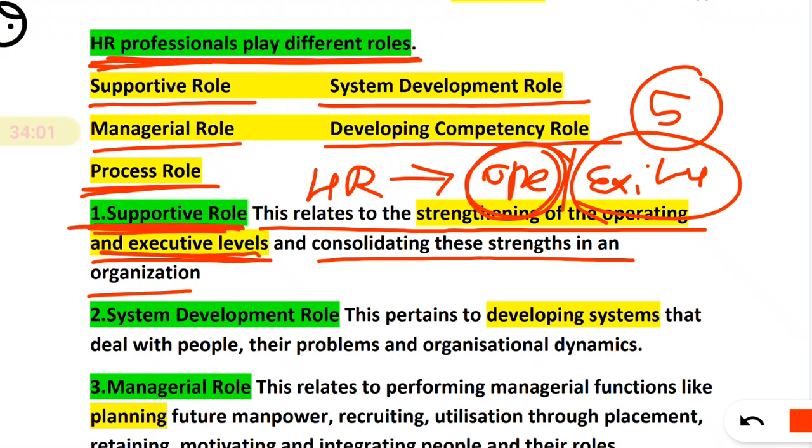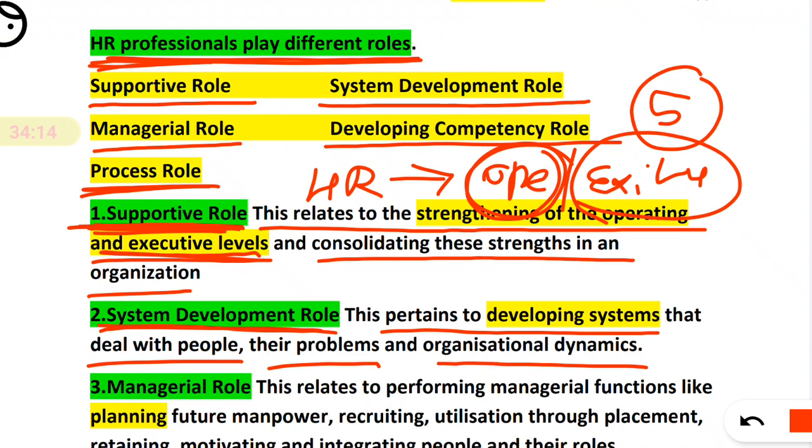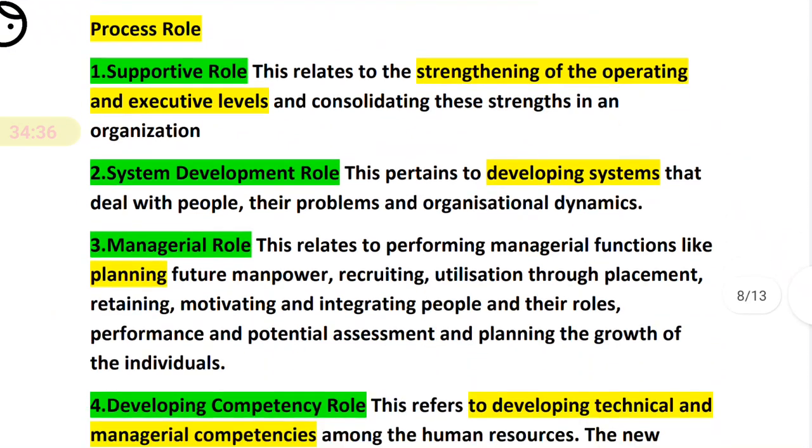Second, system development role. This pertains to developing systems that deal with the people, with their problems and organizational dynamics. That means, what is the system development role? Developing the system. See, here itself it is a system development role. That means the HR will develop a system, and which system? The system which deals with the people, that is developed by the HR. So that is the system development role.